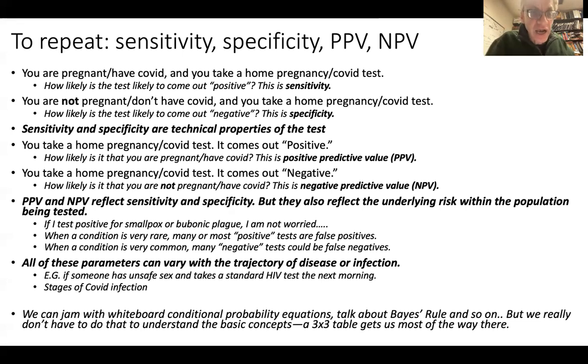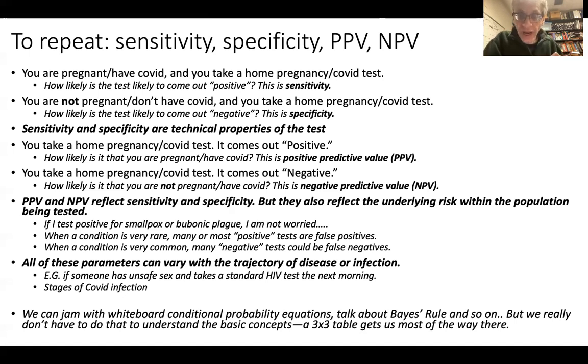The second question is, I take the test, it comes out positive. How scared should I be that I've got the condition, or how likely am I to be pregnant if I'm taking a pregnancy test? That's the positive predictive value. And similarly, the negative predictive value. The PPV and the NPV reflect the sensitivity and the specificity, but they also reflect the underlying risk within the population being tested. Suppose that I test positive for bubonic plague. I'm not worried. The PPV is 0. It's just not present in the population. Same with smallpox. I just do not have it.